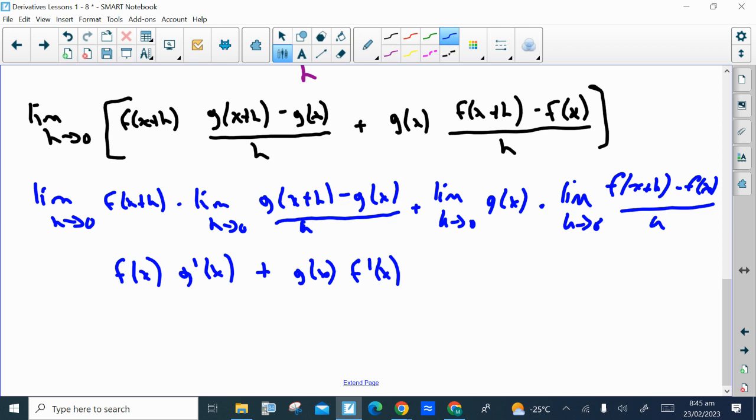Okay? And you will get a formula sheet with all of these rules on there. So you're never going to have to memorize them because you'll have a formula sheet for any assessments that you have.